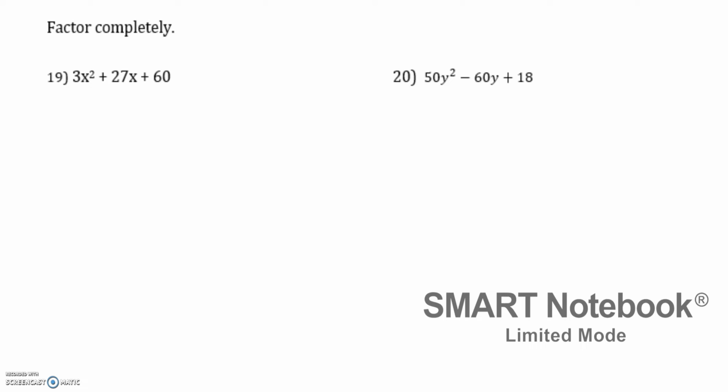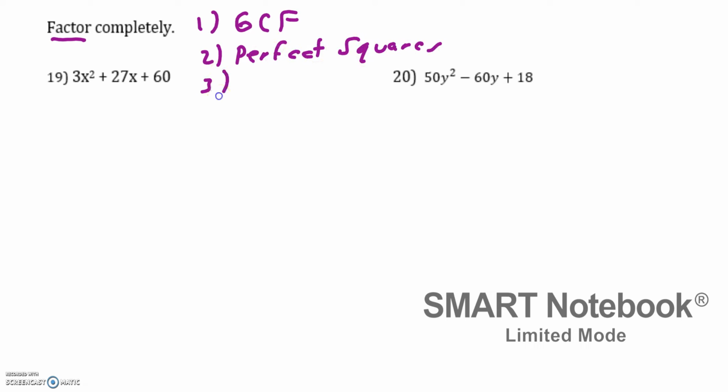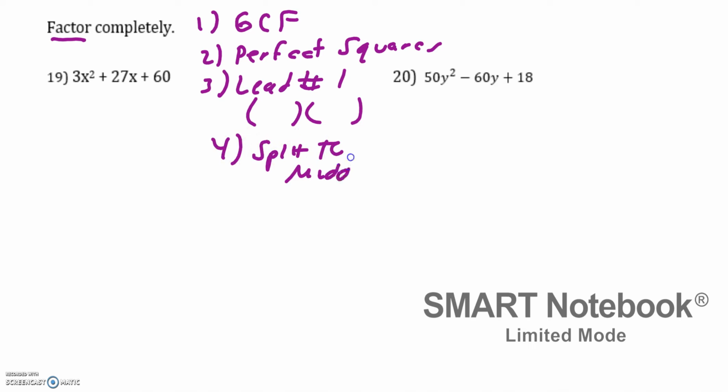Number 19, factor completely. Whenever you see factor without solving, the checklist you should think of is the following. First, greatest common factor. Second, perfect squares. Third, if you have a lead number of 1, try to factor quickly. And if nothing else works, then you split the middle. And remember, you want to try to avoid step 4 at all costs.